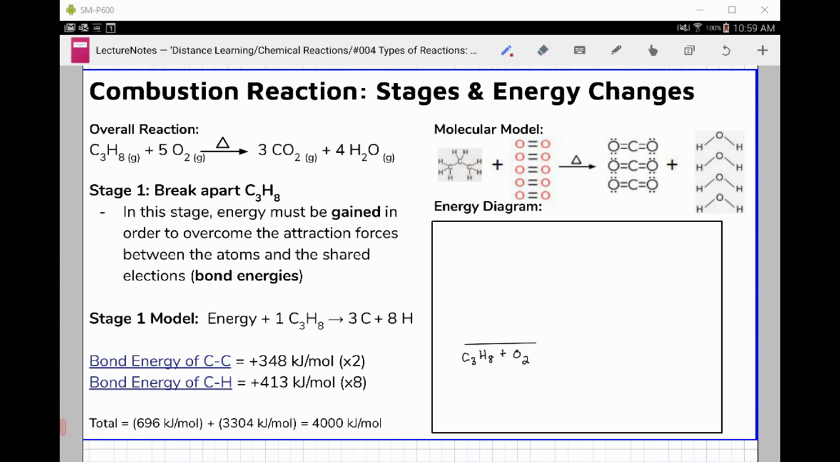They must dissociate. And to do that, it's going to require energy, because anytime we break a bond, energy is input into the system. So if we look up the bond energies of the carbon-carbon bonds in the molecular model up here, we see that the bond energy of carbon-carbon is positive 348, and there's 2 of those in that molecule. And in addition, there are 8 carbon-hydrogen bonds that need to be broken. So we can look up the bond energy of those 8 bonds as well. In total, we would need to gain 4,000 kilojoules of energy to break apart 1 mole of these reactants. So this sign's going to go up, 4,000 kilojoules.